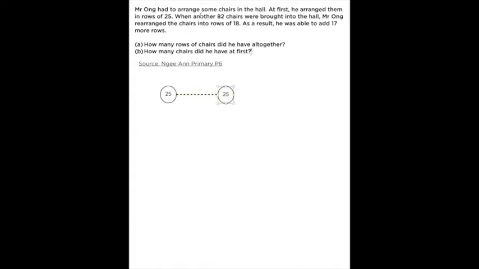If you read further, the question provides that another 82 chairs were brought into the hall. We can record these as plus 82. So this entire row represents all the chairs. Now, what happens next is Mr. Ong rearranged all these chairs into rows of 18.